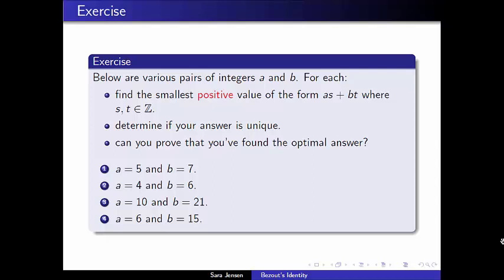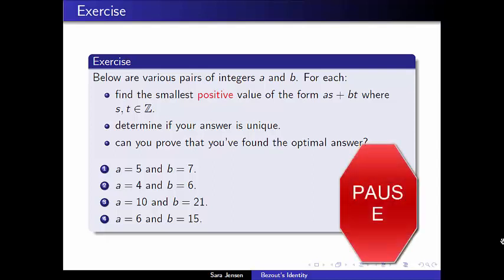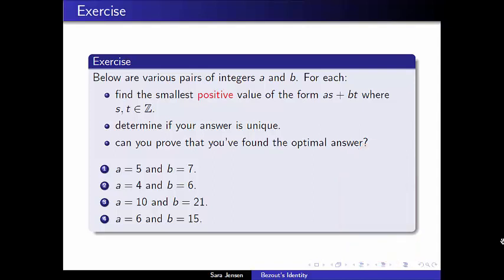So I've given you 4 examples below of integers that I've identified as a and b. Then, what I'd like us to do for that fixed a and fixed b is play a little game. Letting s and t be any old integers that your heart desires, try to find the smallest positive value of the form a times s plus b times t. Remember, s and t need to be integers in this process.